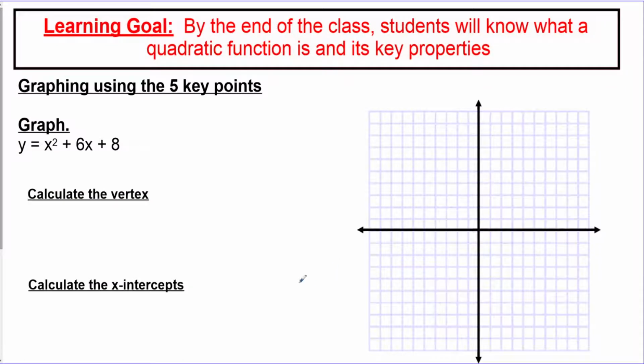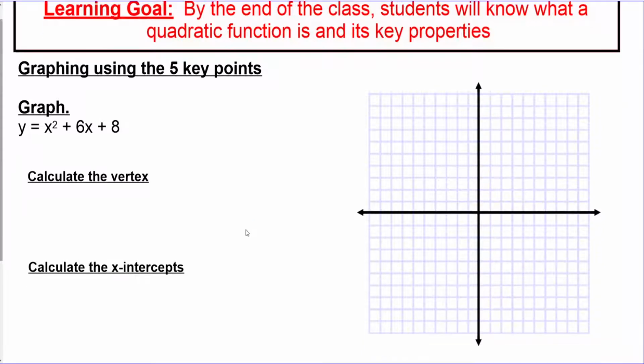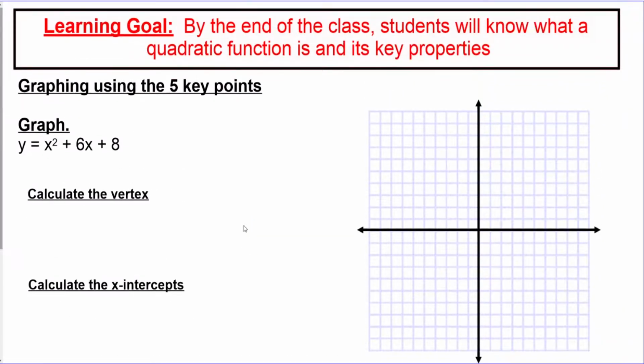Okay, so let's start off. We're just going to do this problem here and one more in vertex form, and then we're going to answer a question about this. In this case, what is the domain and range?